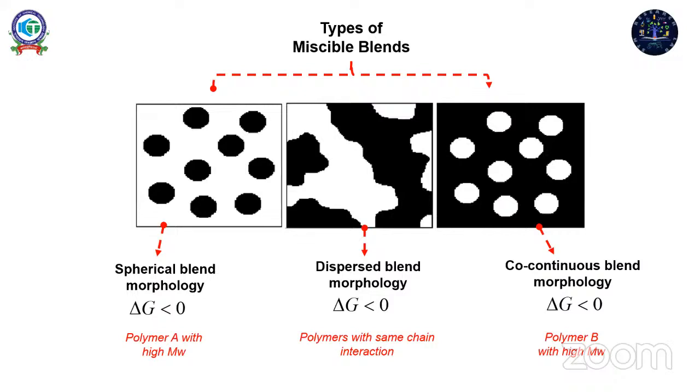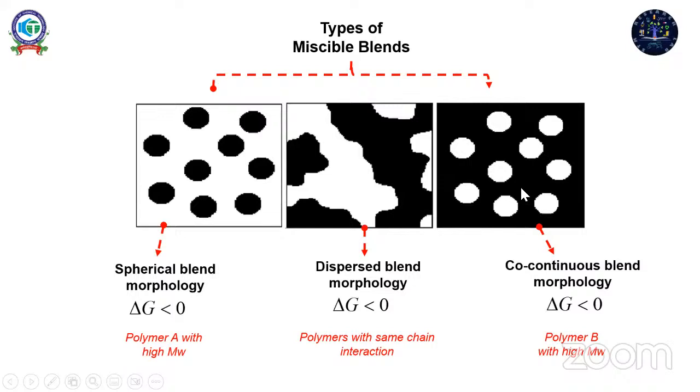So these are the types of miscible blends, or the morphology which can be achieved. The first one we call a spherical blend morphology. For this, we have a delta G less than 0, where we have a polymer A with high molecular weight, and this system forms a spherical blend morphology. In the next picture, you can see this kind of morphology. We call it a dispersed blend morphology, where polymers with the same chain interact with each other. So this white part is polymer A and the black part is polymer B.